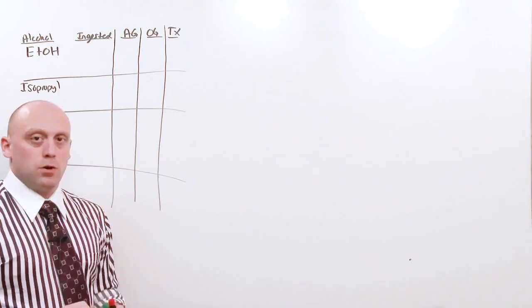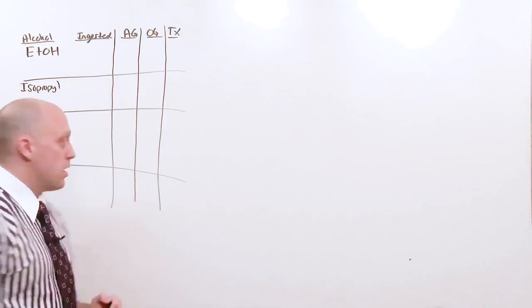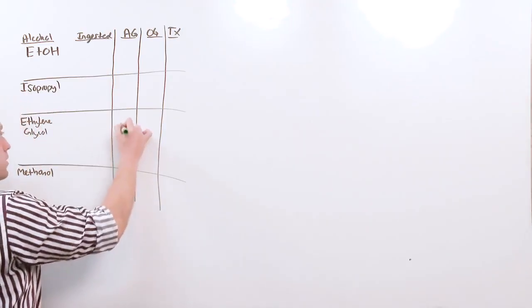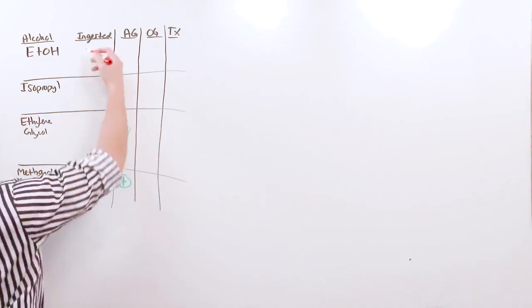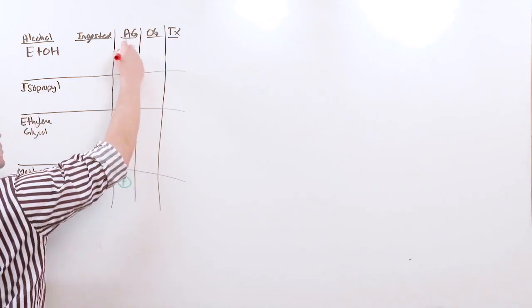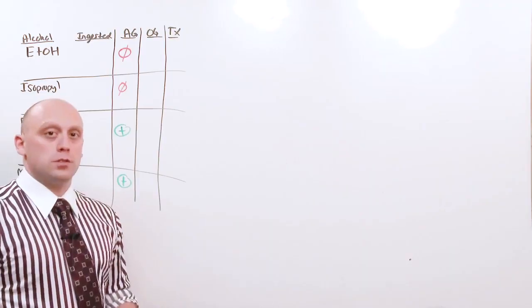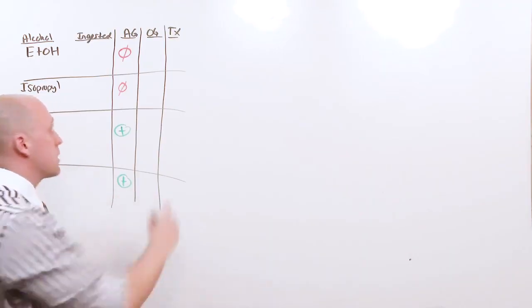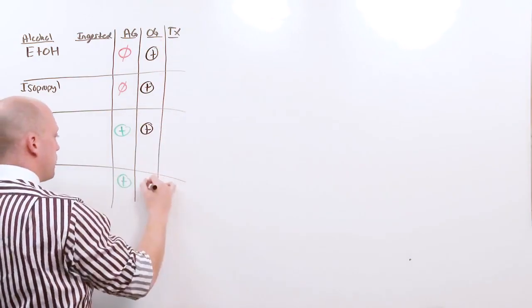There are two alcohols that have an anion gap. Two you have to know, and that's going to be ethylene glycol and methanol. Ethanol and isopropyl alcohol don't have an anion gap. Because they're alcohols, the alcohols are osmotically active, so all four are going to have an osmolar gap.